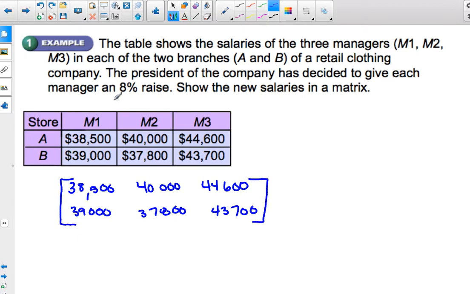All right, now we are to give each manager a raise of 8%. So that means I'm going to look at converting that, because that means we move the decimal point 2 places, and that gives us 0.08. So I'm going to multiply each of these by 0.08.